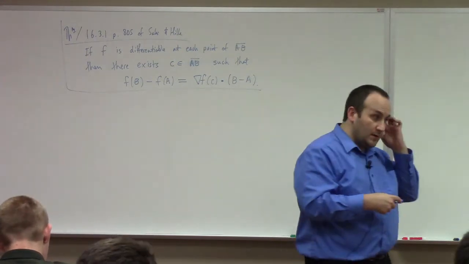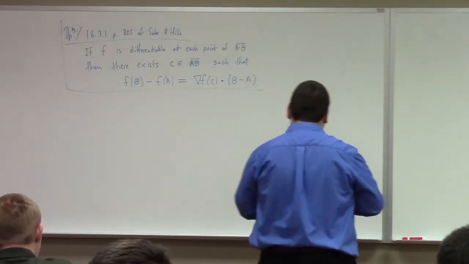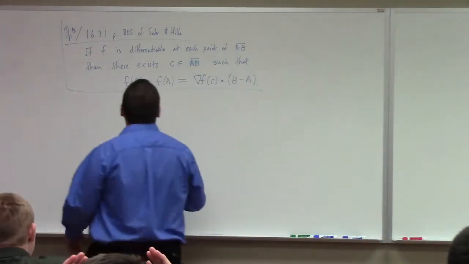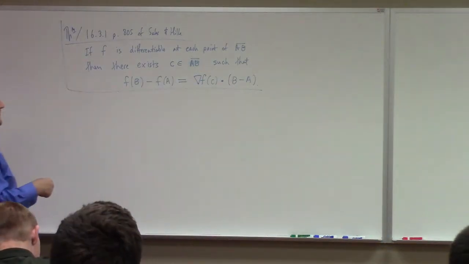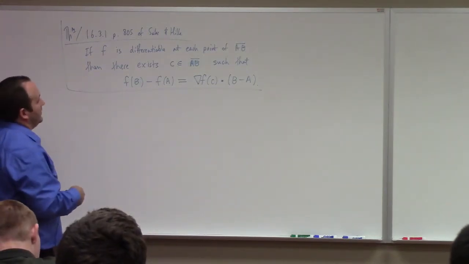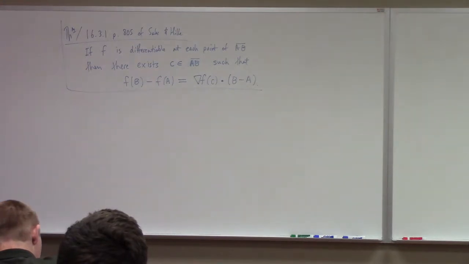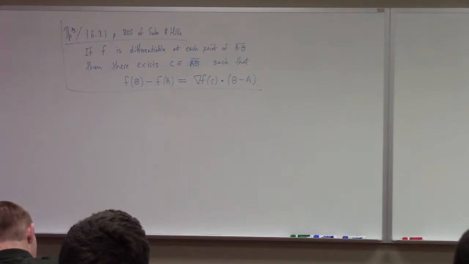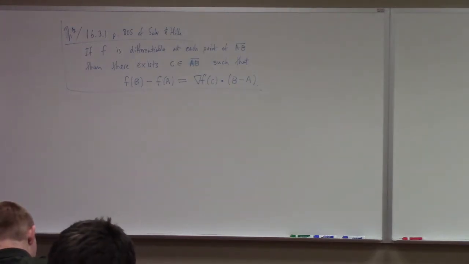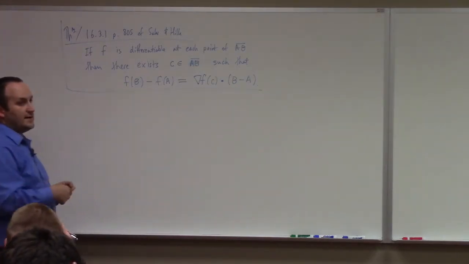Amen. Let me just talk about this for a minute or two, and then I'll take your homework questions again, or I'll do some homework, depending on which makes more sense. This is the so-called mean value theorem, right? It's in section 16.3 of Salas and Hille. It states that if f is differentiable at each point on some line segment, then there's some point on the line segment such that the value of the gradient at that point, dotted with b minus a, is equal to the difference f of b minus f of a.